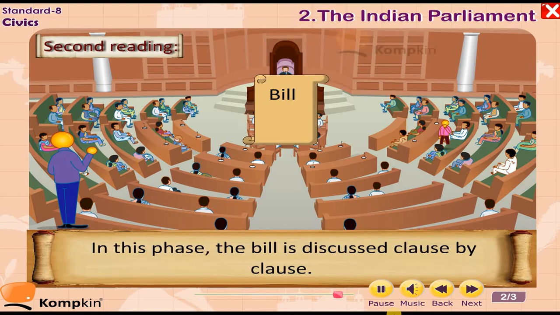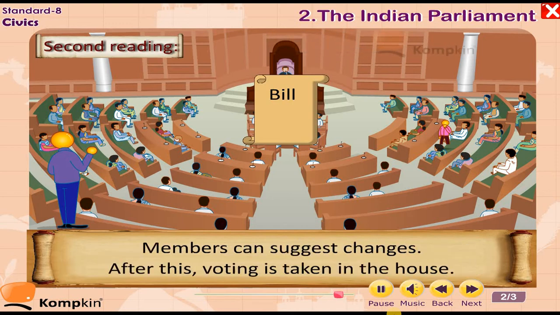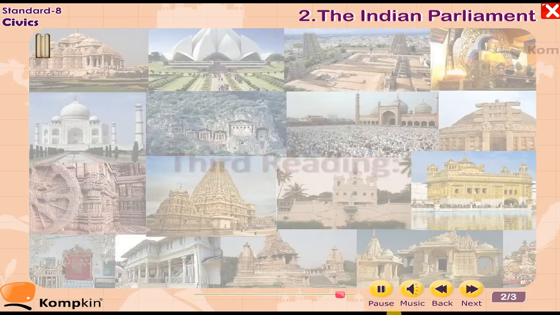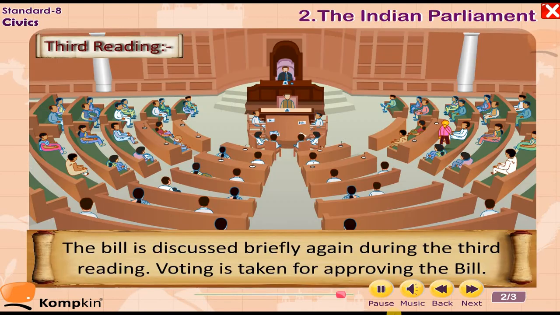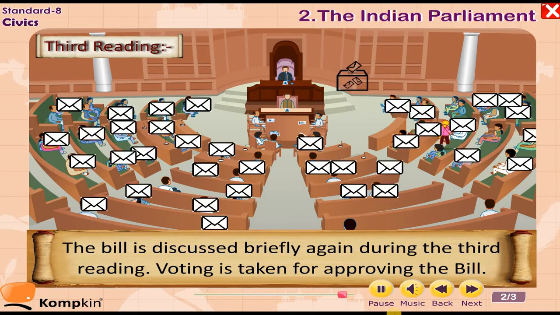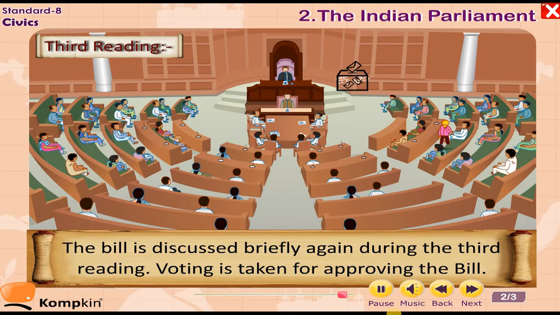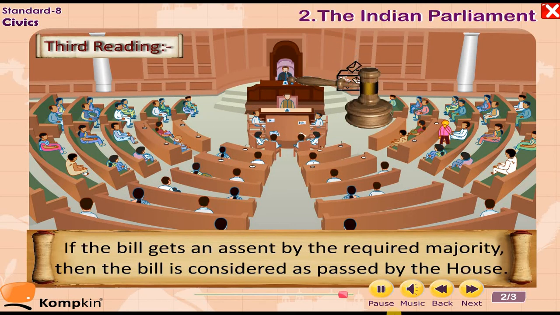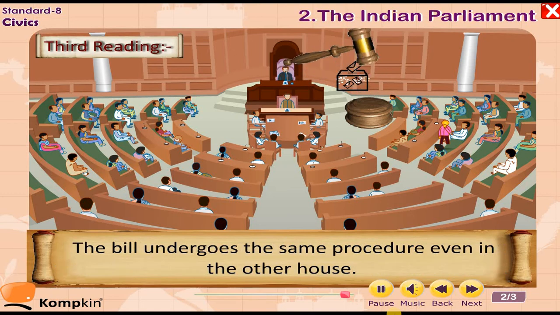Now, the second phase of the second reading begins. In this phase, the bill is discussed clause by clause. Members can suggest changes. After this, voting is taken in the House. Third reading. The bill is discussed briefly again during the third reading. Voting is taken for approving the bill. If the bill gets an assent by the required majority, then the bill is considered as passed by the House.